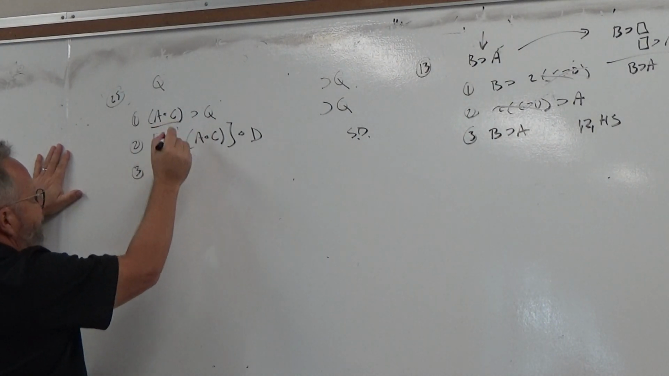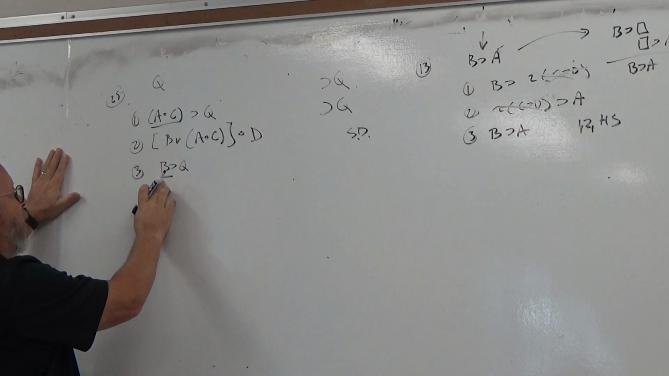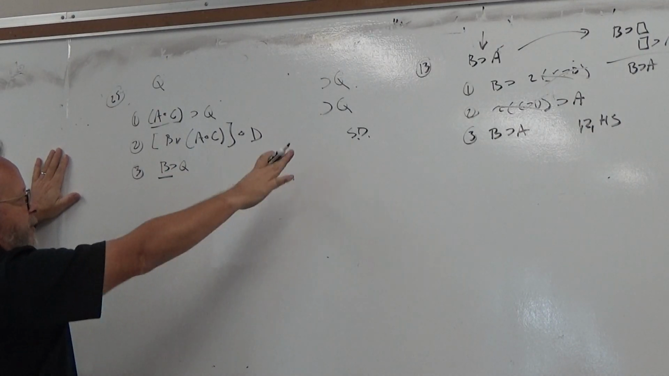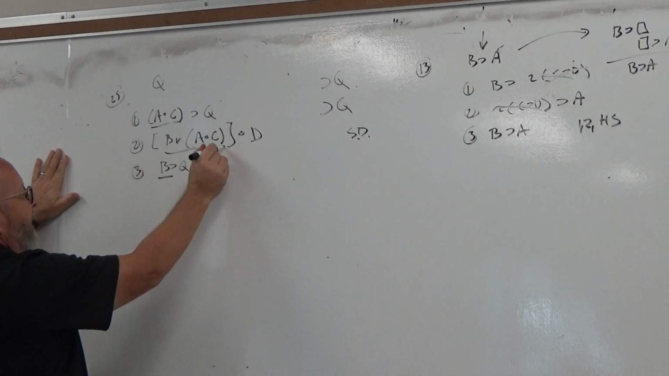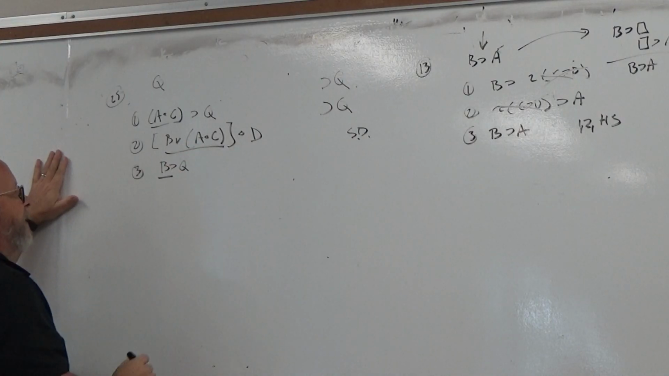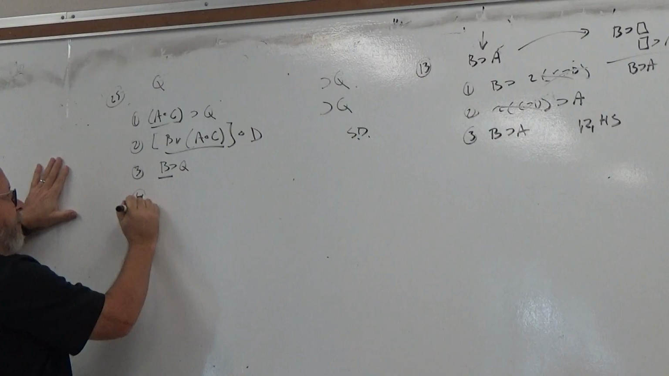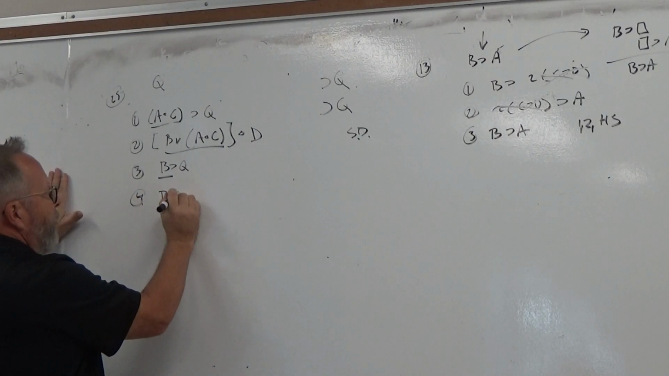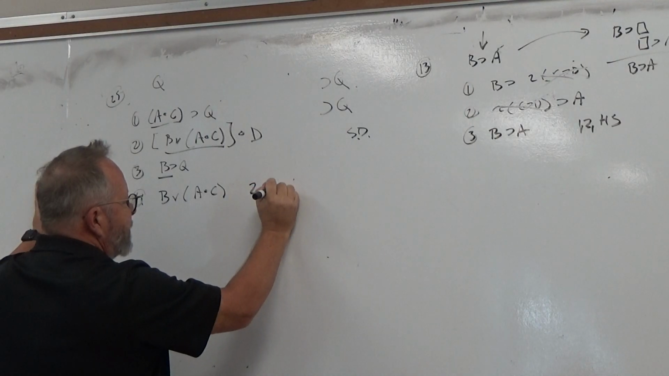So I would need this and that. So I would need B or A and C to do a simple dilemma. Okay? There's B or A and C. It's got this and D out here, but I can get rid of that easily by this. B or A and C from 2 by simplification.